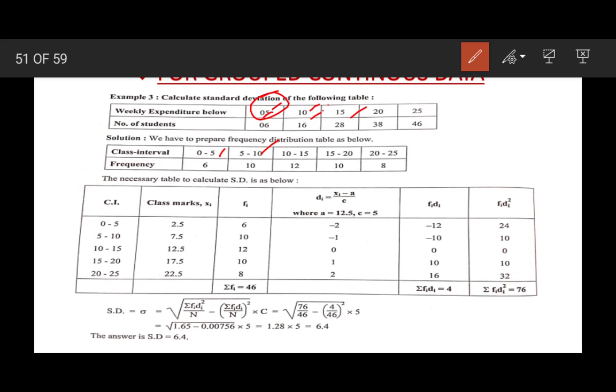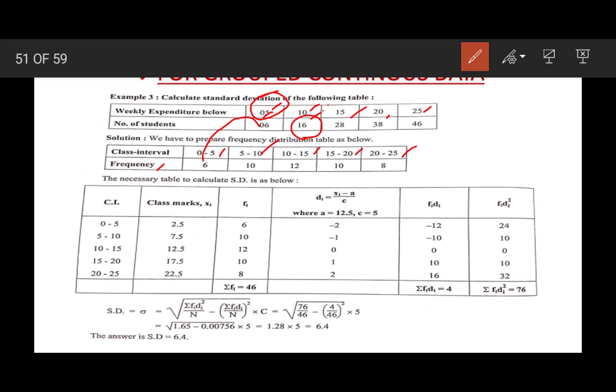Then below 15 means 10 to 15. Below 20 means 15 to 20. Below 25 means 20 to 25. Okay, now how to find frequency from cumulative frequency? So class, first frequency as it is. Okay, students, write first frequency as it is.